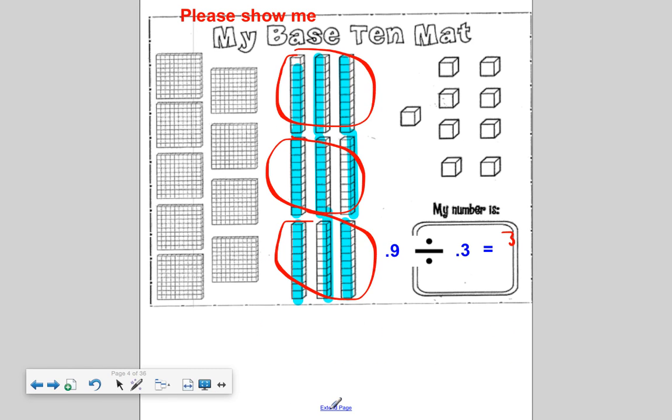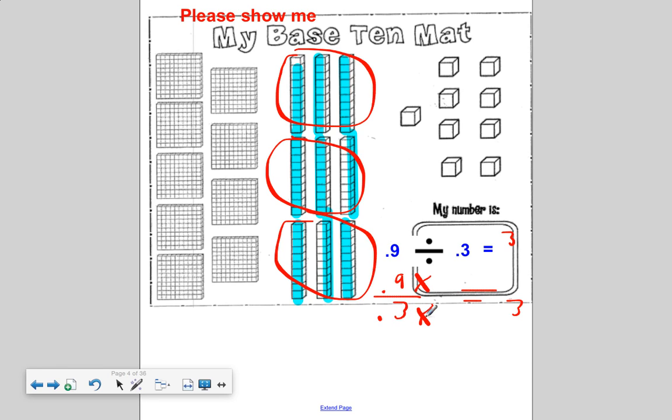If you're looking at this and say, how can I solve this without using a pictorial model? Let's rewrite this division of decimals in fractional form. I don't know about you, but I'd rather work with friendlier numbers. How can I turn this 3 tenths into a friendly number of 3 wholes? I'm going to multiply by what power of 10?